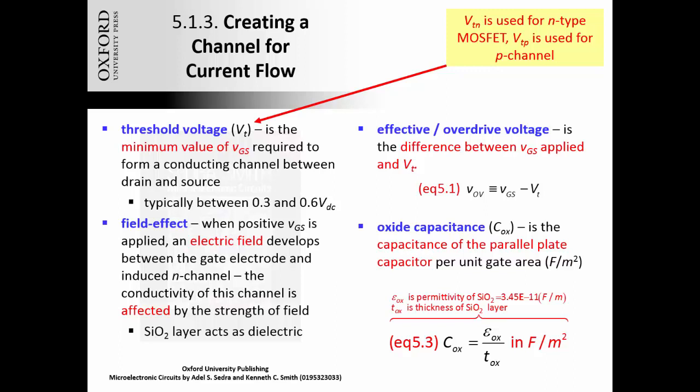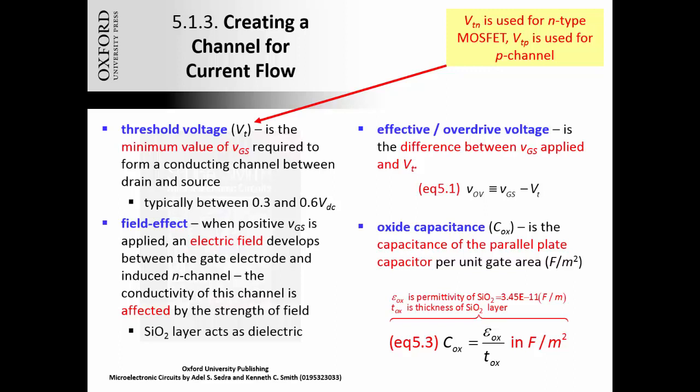Field effect comes from the fact that when we apply positive VGS to the gate and source, we induce an electric field between the gate and the channel, and the conductivity of the channel is modulated by that electric field. It's increased as we increase the strength of that electric field. The overdrive voltage, VOV, is just defined as the gate-to-source voltage minus the threshold voltage. So it's how much voltage we're applying between the gate and source that's in excess of the minimum that's needed for creating that inversion layer.